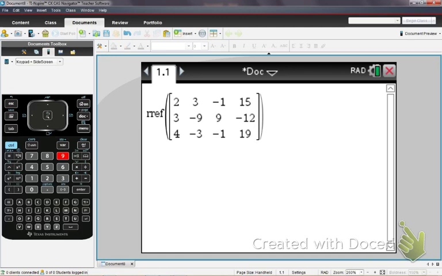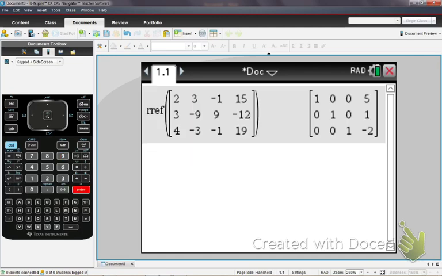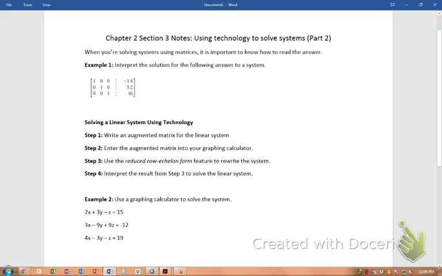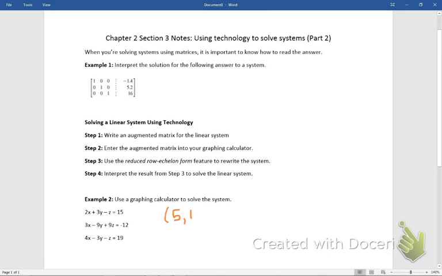Now you can't put the line in, and that's okay. We're not worried about the line. It's still going to work out the way we want it to. You hit enter, and there you go. Our answer is 5, 1, negative 2, because remember, the first one is x, the second one is y, and the third one is z. So if I were to write that on my paper, my solution would be 5, 1, negative 2.